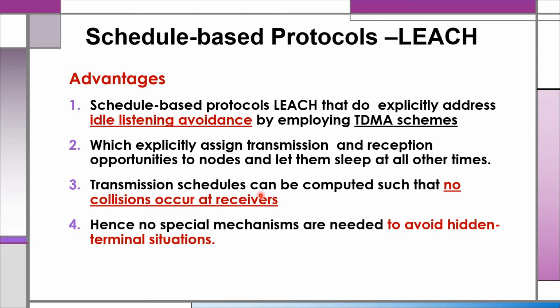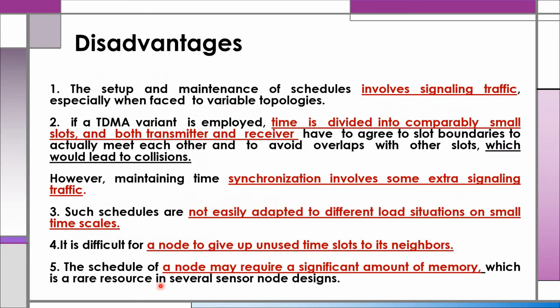The transmission schedule can be computed such that no collision occurs at the receiver. Collision is also avoided in the LEACH protocol. Hence, no special mechanism is needed to avoid the hidden terminal problem in this protocol. These are all the advantages available. Obviously, some disadvantages are also available in the LEACH protocol. While the setup and maintenance of the schedule involves signaling traffic, signaling traffic is required to set up and maintain the schedule.